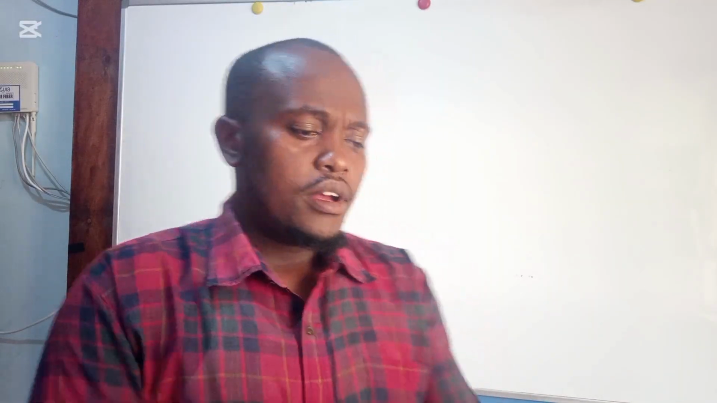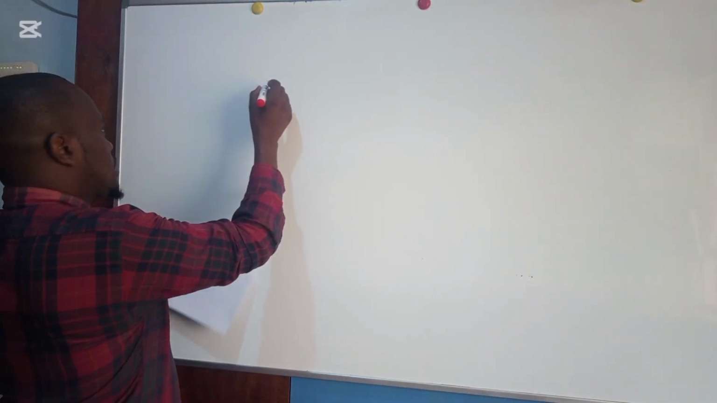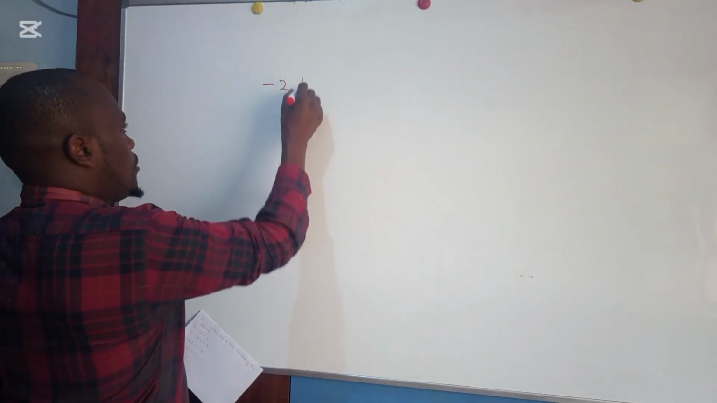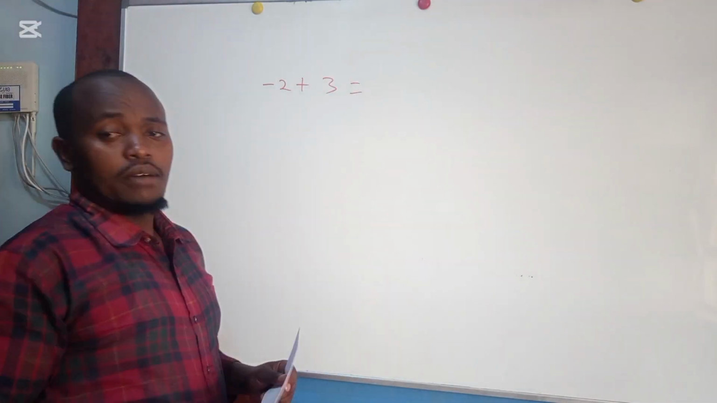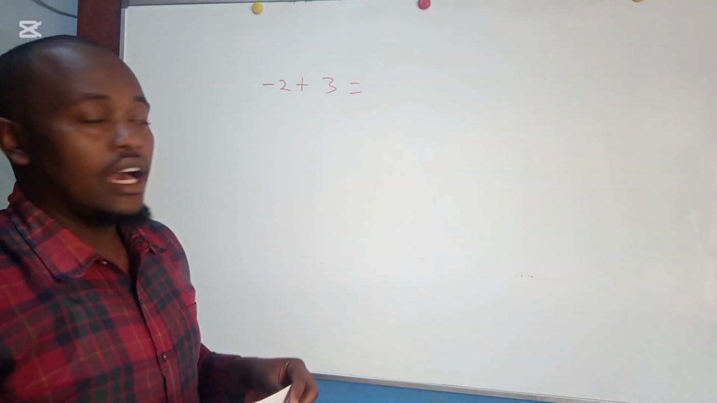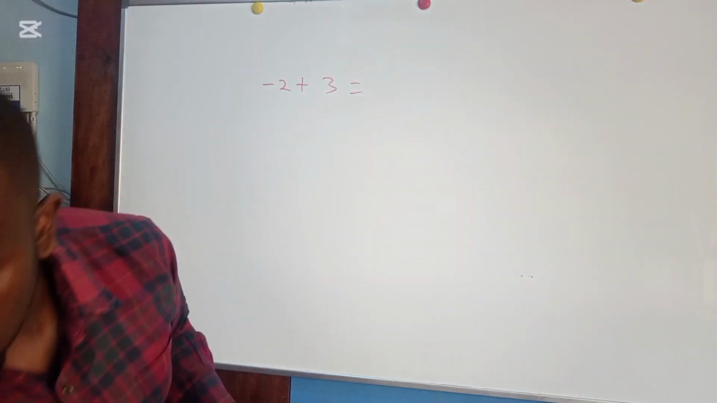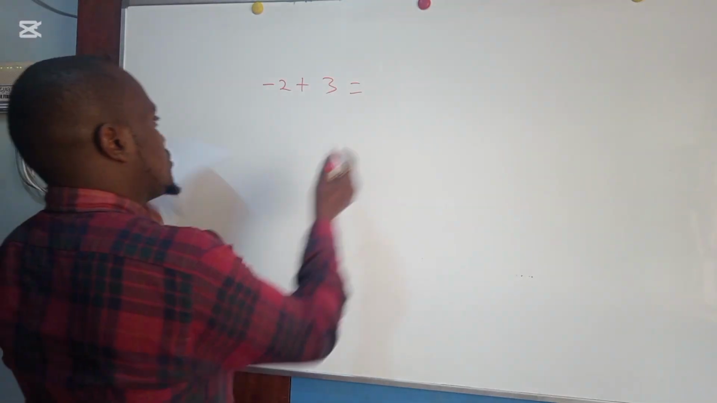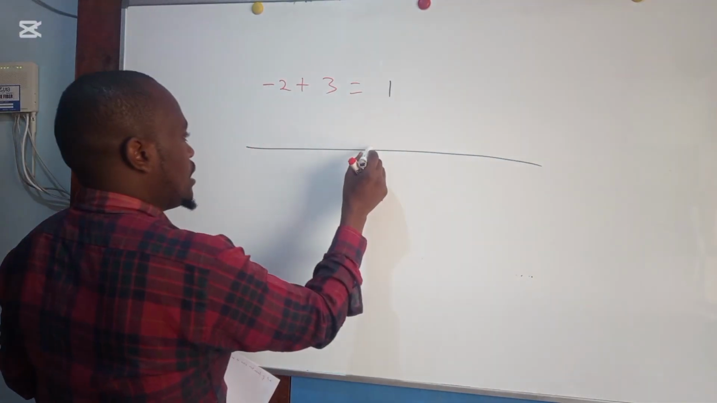So let us start with using a number line, when you are told to give the answer to -2 plus 3. Can you tell the answer without using a number line? Because I've done this so many times, I can tell the answer is +1. However, let us show it using a number line.